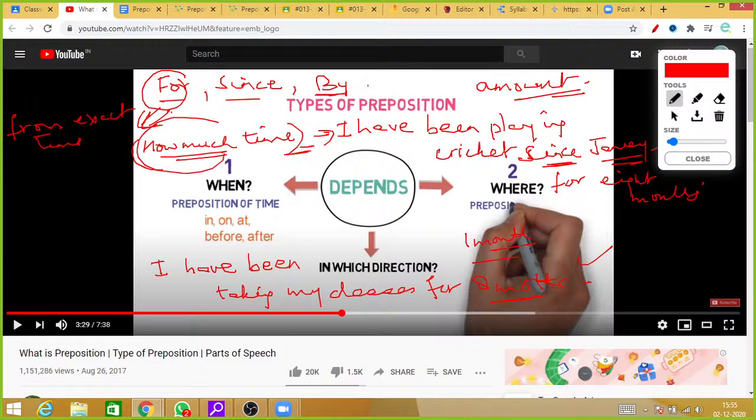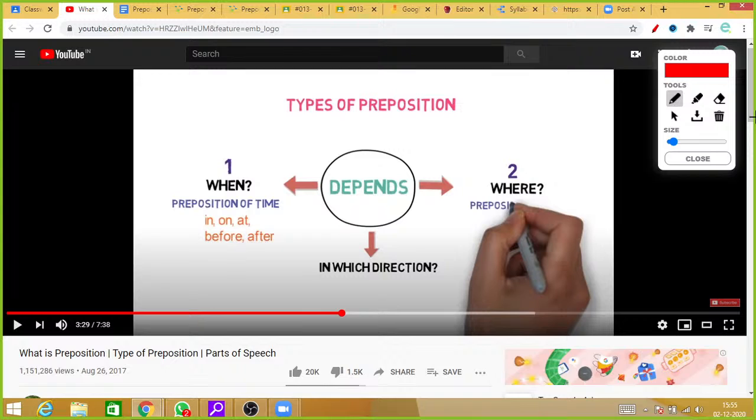And how much time is given by for. Okay? So since January, or since last year, or since Christmas, or since Diwali. So you give a specific time when you talk about since. Okay? Can anybody else make a sentence with since? Yes, Rasik? Bolo?